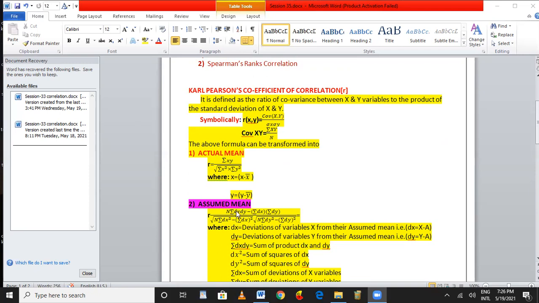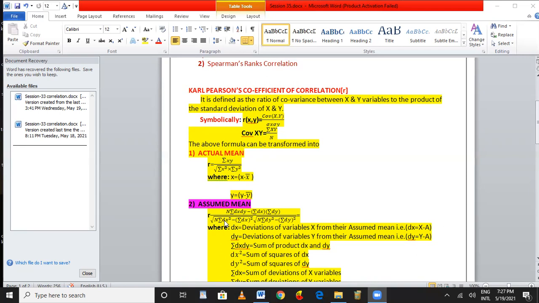The deviation which has been taken from the assumed mean is called dx. In the same way, the deviation taken from the second series is dy. The formula is sigma dx dy minus sigma dx, sigma dy, where sigma dx is the sum of deviations taken from the assumed mean of the first series, and in the same way the sum of deviations taken from the y series. Then it is the root of n into sigma dx square. Dx means the deviation which has been taken from the assumed mean.